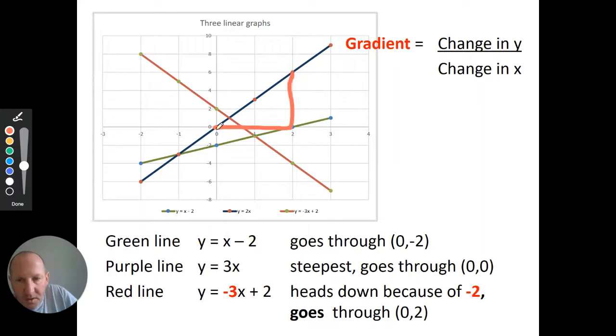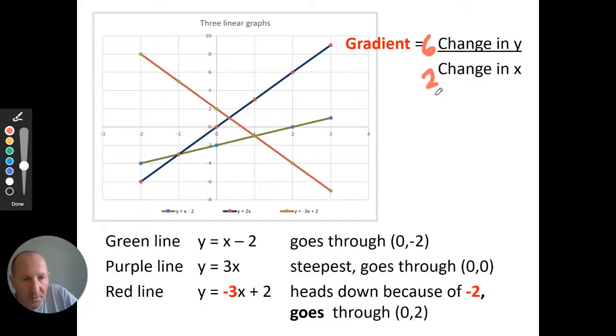You don't have to start at 0. You could start at any point where you could read it clearly, you could start from there, or there where you can read it clearly. But I've just picked this one. It's right in the middle. So it's gone across 2 and up 6. So the change in y is 6, and the change in x is 2.